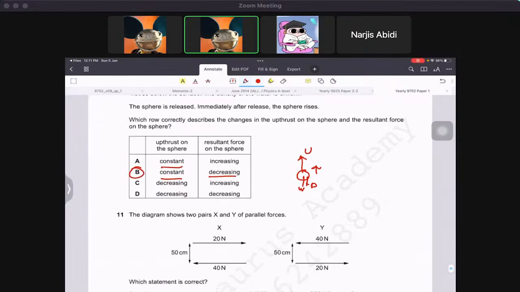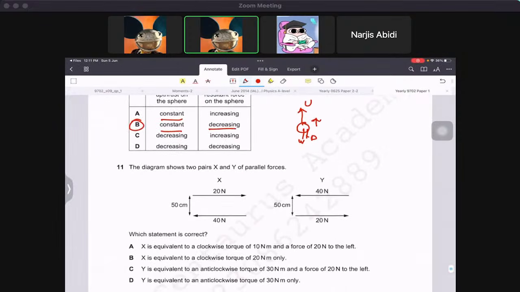Now the diagram shows two parallel forces. Which statement is correct? X is equivalent to a clockwise torque of 10 Newton meter, and a force of 20 Newton to the left, right? Clockwise, so this will turn it this way, this will turn it this way. This is clockwise, that's true.